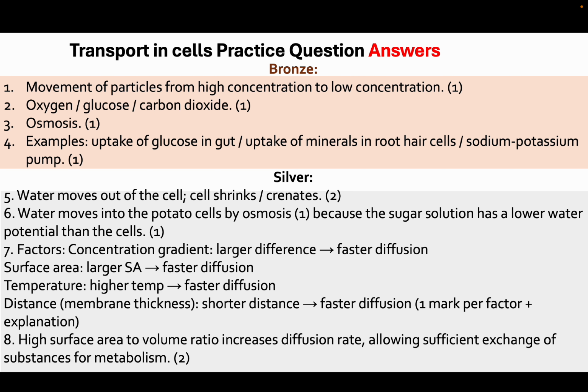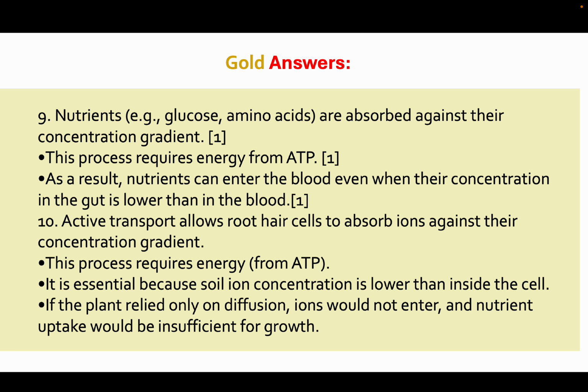Here are your answers for transport in cells practice questions. Make sure you mark them. Gold will be on the next part. Right now you can see bronze and silver. Make sure to give it a mark out of 21, and in a different colour pen ideally. Make sure you add in the correct one for anything that you missed out.